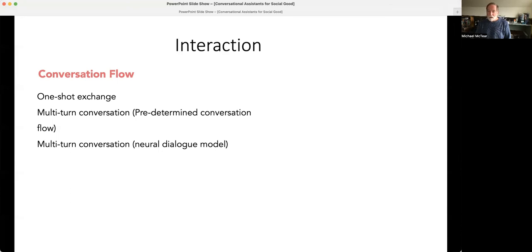As opposed to that, we can have multi-turn conversations, and these can be implemented in two different ways. We can have a predetermined conversation flow, that's implemented by drawing a knowledge graph of all the different paths that the conversation is predicted to take. Or we can have a neural dialogue model in which the conversation is generated on a turn-by-turn basis.